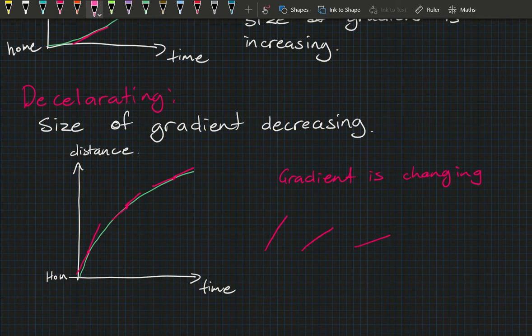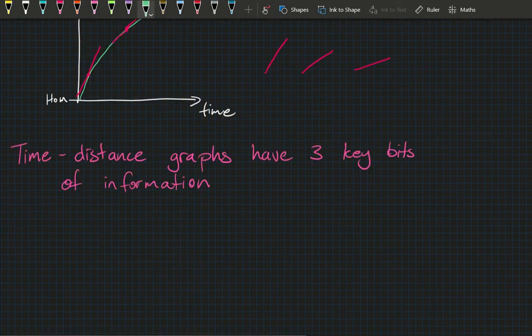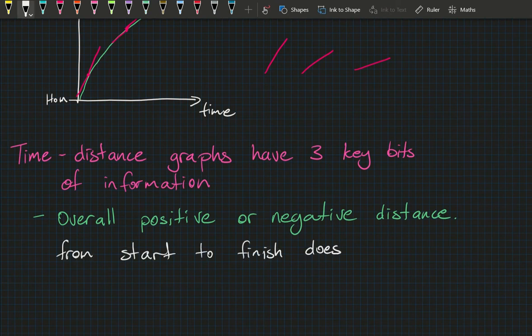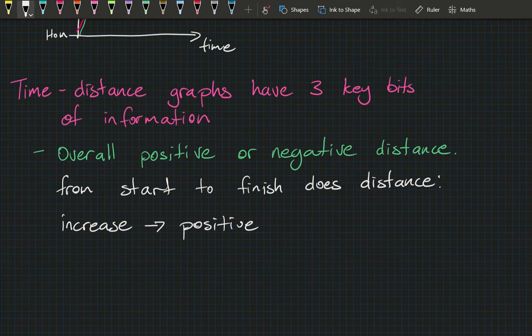When we work on these time distance graphs, we've got 3 key bits of information that we'd like you to focus on. So firstly, is it overall positive or negative distance? So when we look at the graph from start to finish, does the distance increase? Because if it does, we'd say that it's a positive gradient, or we're moving in a positive direction. And if the distance is decreasing, we'd say it's a negative direction.